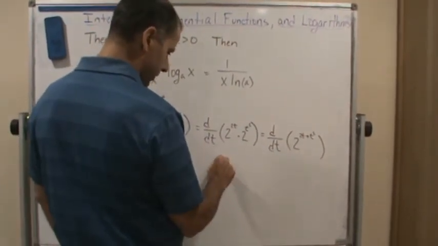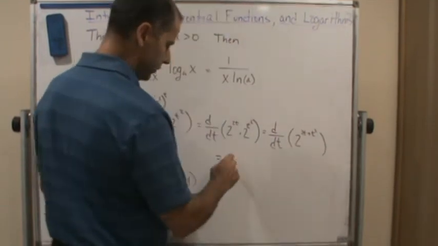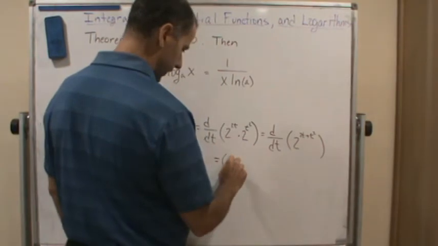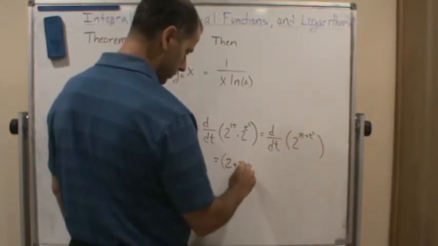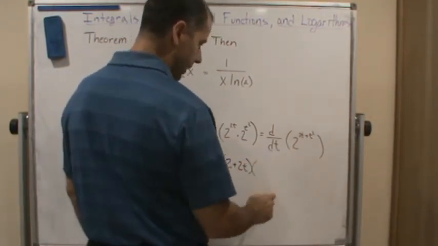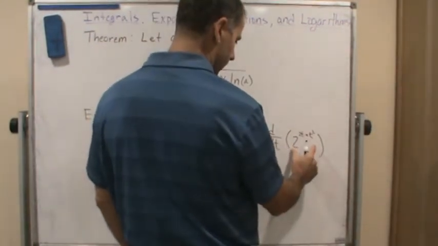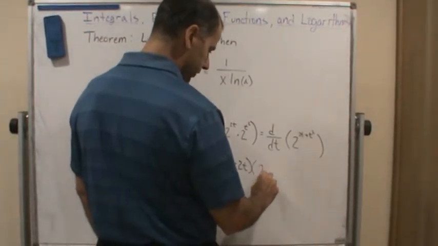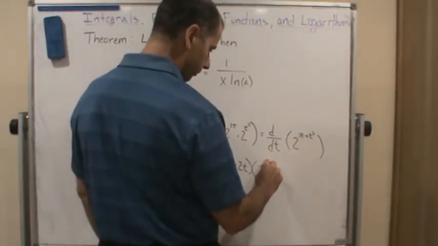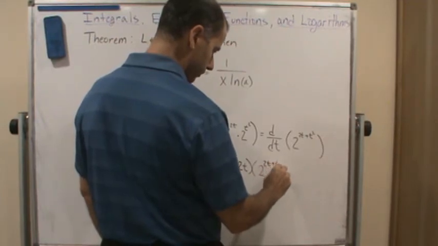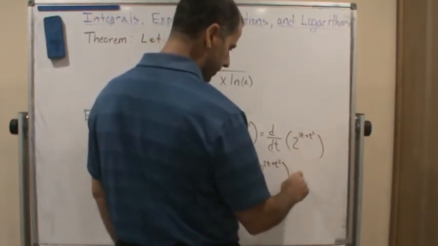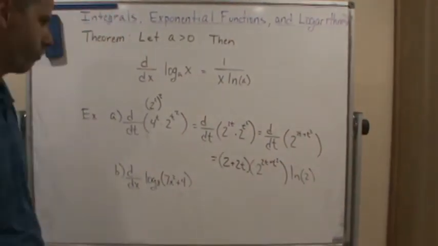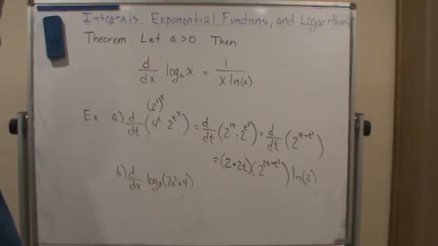So in this case, the final answer is going to be the derivative of the inside, which is going to be 2 plus 2t, times the derivative of the outside function, which just gives us the same thing, and then times the natural log of the base, 2. And that's our result. That's it.